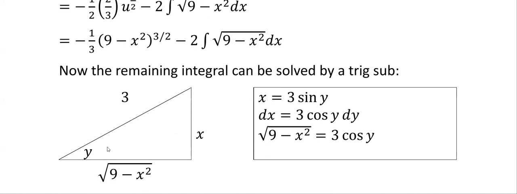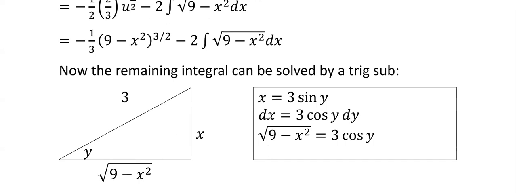Set up the triangle as per usual. Again, if you're not familiar with this, please go check out my crash course in trig sub video where I explain why you should set up this triangle and how to set it up. So we need everything in this integrand in terms of y. So we need x to get dx. So x is 3 sine y from the triangle, or sine y is x over 3. So x is 3 sine y.